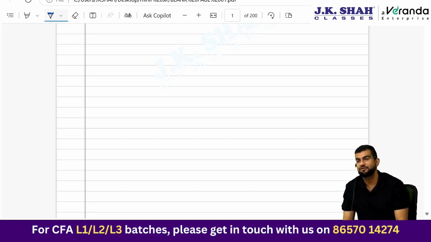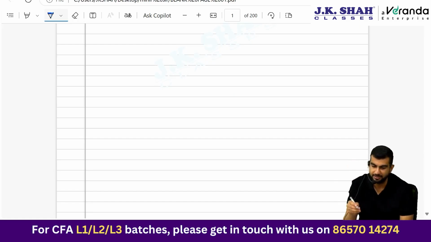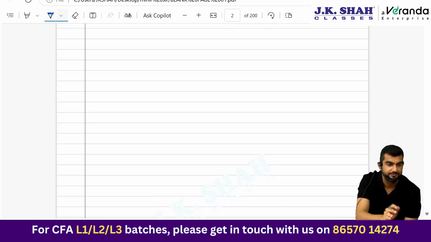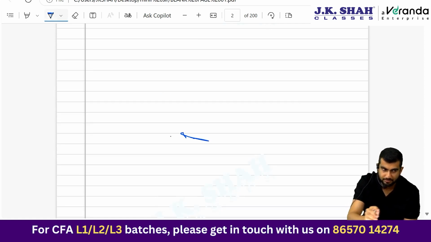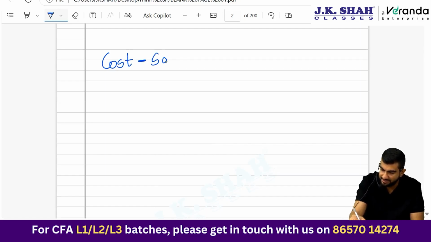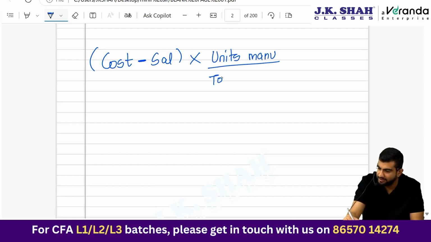Thereafter, we had learned units of production method. So units of production method was what? Original cost minus salvage, into units manufactured in current year, upon total expected capacity.